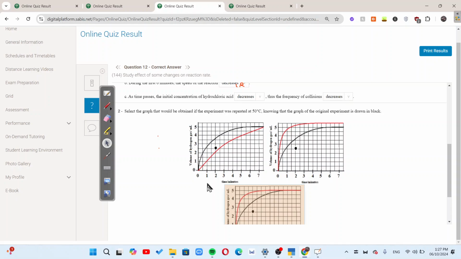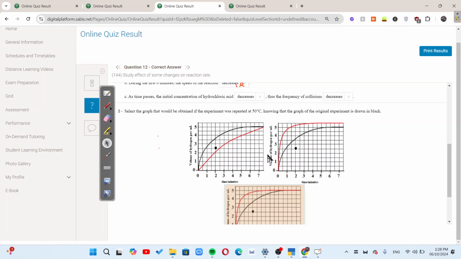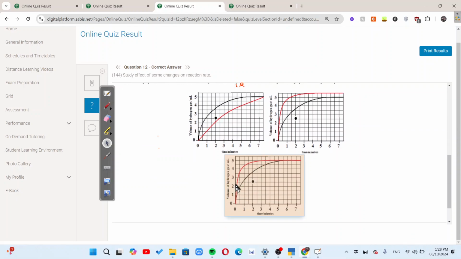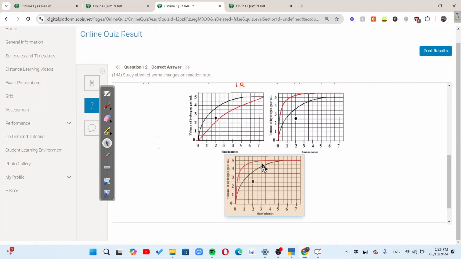So let's look at our graphs and we're going to see, knowing that the black is your original and red is your new one. If this is your original and you're increasing temperature, the rate is going to increase, and we know that you didn't touch the limiting reagent, so your graph isn't going to end at a different point, and it's definitely not going to decrease if you're increasing temperature.